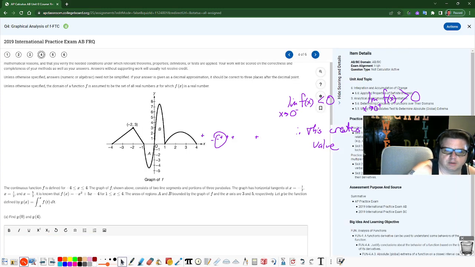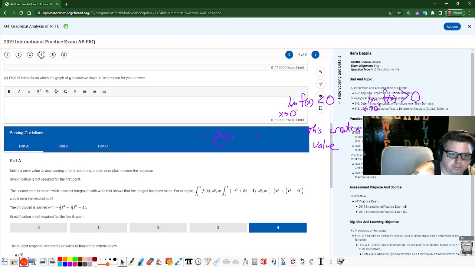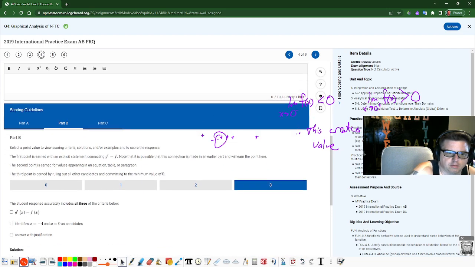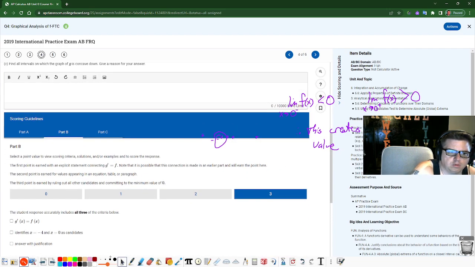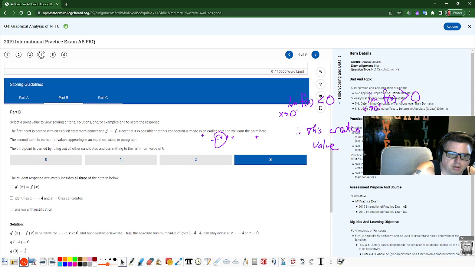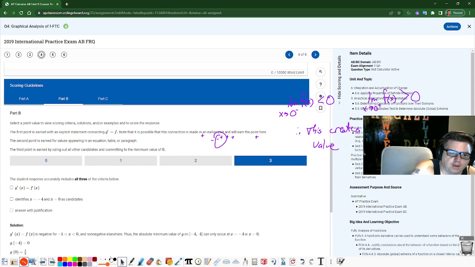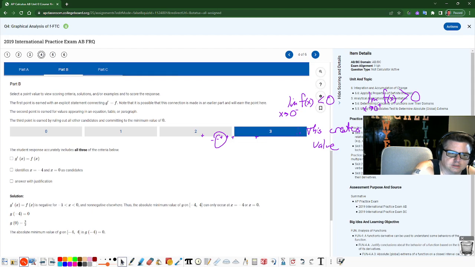Let's see what they have to say about it. Let's go part B. So the first point is earned by the explicit statement connecting f prime to f. Note that it is possible that this connection is made in the earlier part, so it will earn the point here. The second point is earned by the values appearing in the equation, table or paragraph. Identifies x equals -4 and x equals 0 as candidates.